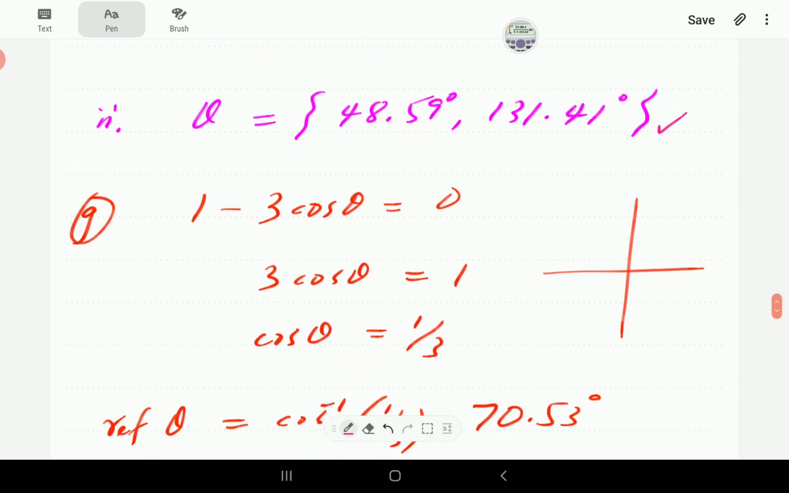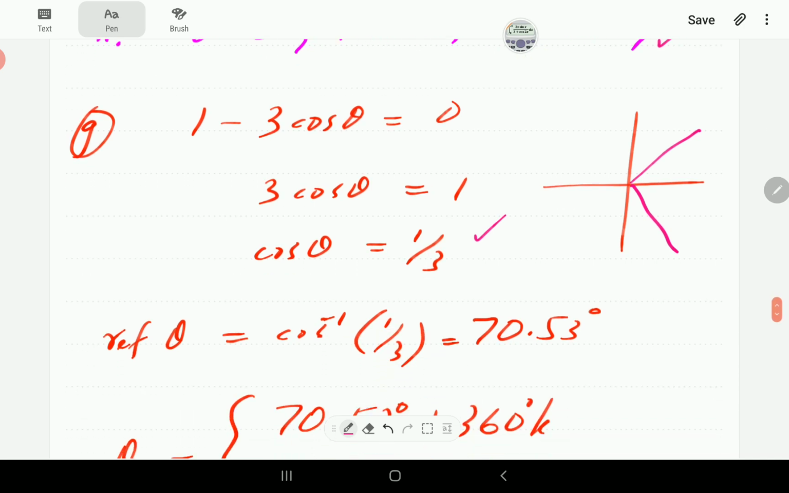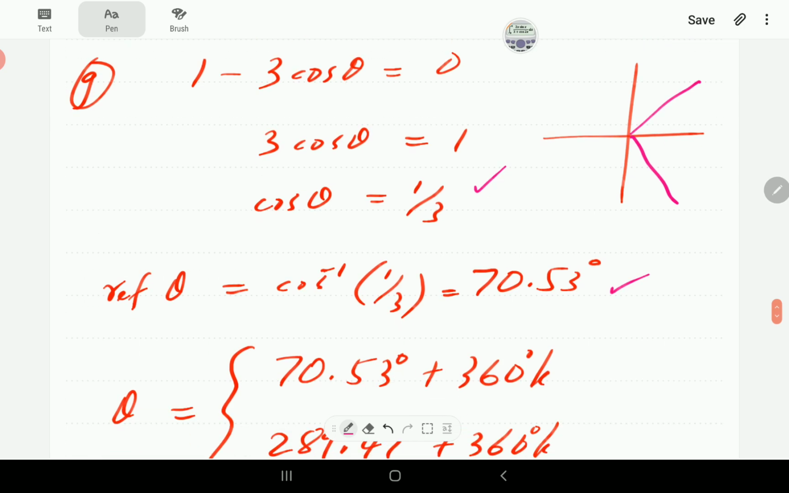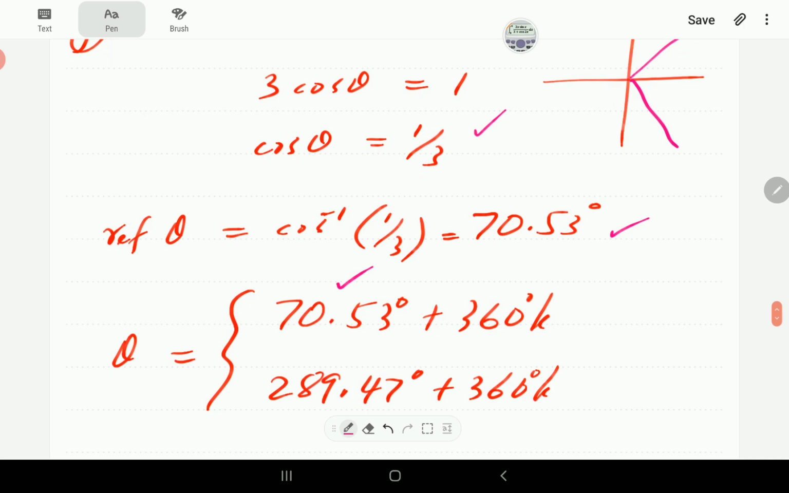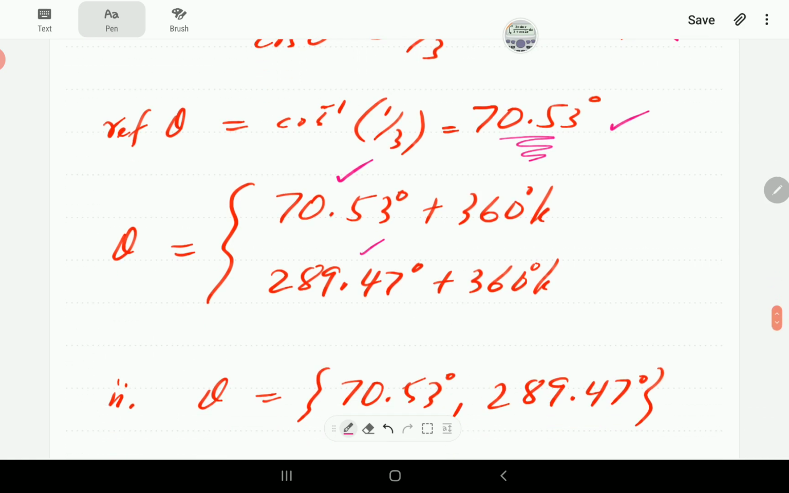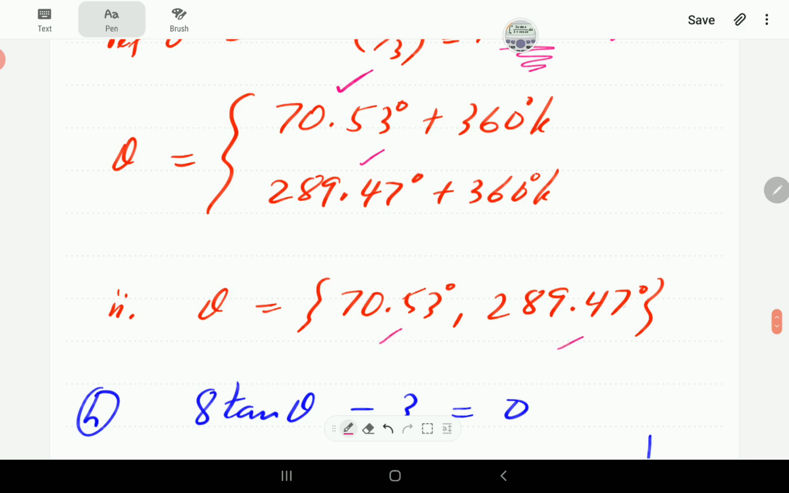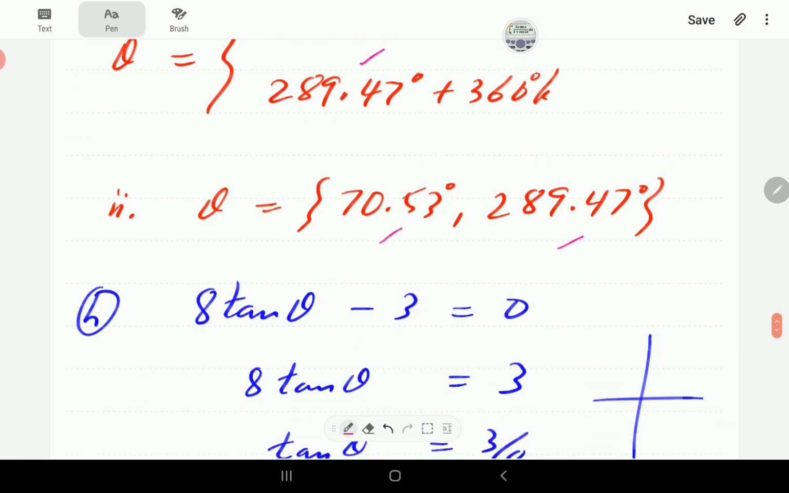Okay, the particular solutions are those values too. This time if we isolate cosine, we find that cosine is 1/3, which means cosine is positive. So we're going to be in quadrant 1 and quadrant 4. Theta ref is 70.53, so the one in the first quadrant is the same as the reference angle. And the one in the fourth quadrant must be bigger than 270 and less than 360. So say 360 minus 70.53, you get 289.47. Those two values give us the particular solutions as well.